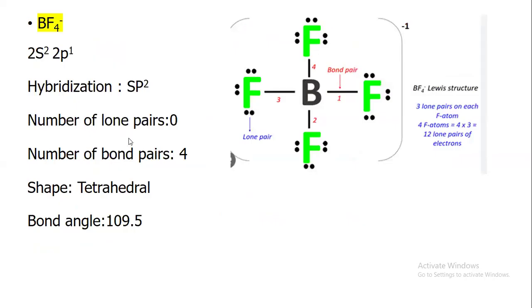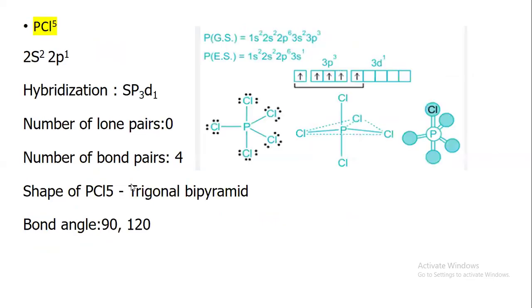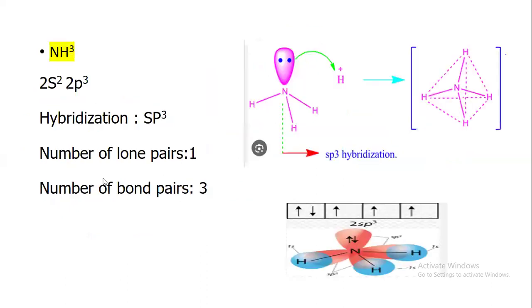Boron tetrafluoride, lone pair 0, and shape tetrahedral. Phosphorus pentachloride, sp3d hybridization, number of bond pairs, lone pairs 0, trigonal bipyramidal. Ammonia, number of lone pairs 1, number of bond pairs 3.